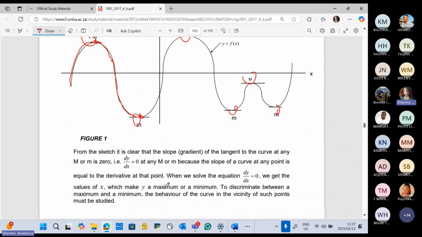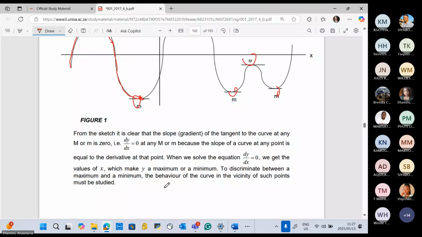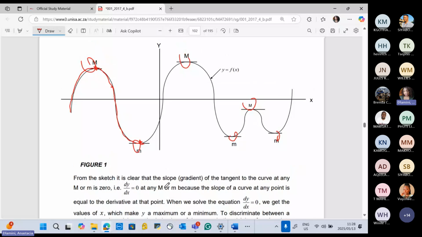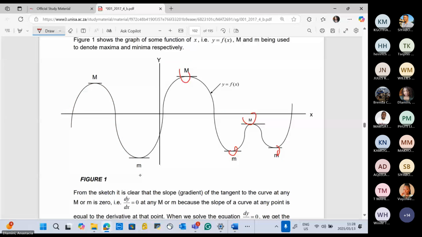Now they say from the sketch, it is clear that the slope, which is the gradient of a tangent to the curve at M and M, is equal to 0. Why is that? Why is the slope of this tangent line that is drawn here equal to 0? Because it doesn't increase or decrease. There's no change. Yes, but there's a simpler term. Why is that particular tangent line?